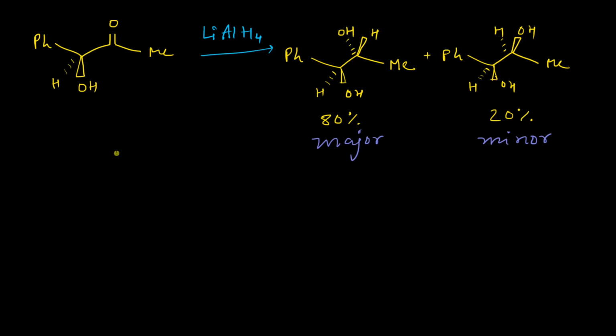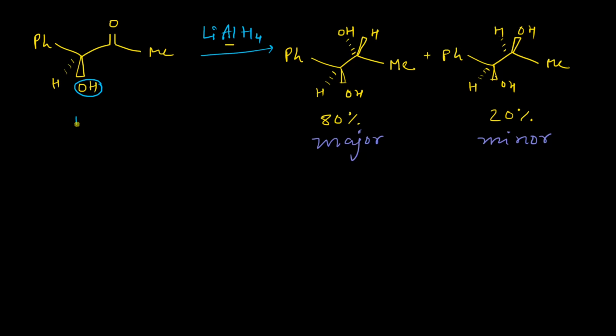Hello guys, in this video we are going to discuss again another diastereoselective reduction of a chiral carbonyl compound by lithium aluminum hydride. So as you can see here also, two diastereomers will be obtained as the products. The first thing which will come to our mind is the explanation by considering the Felkin-Anh model. However, the interesting thing about this ketone compound is it has an OH group, and this particular OH group will determine the fate of the reaction.